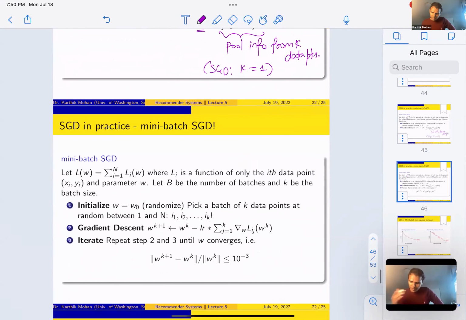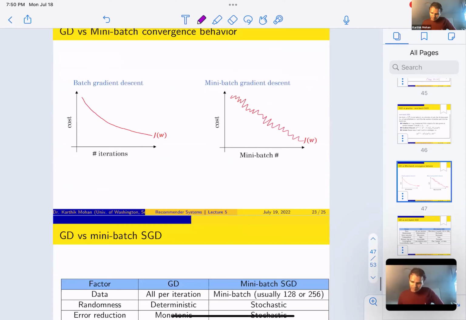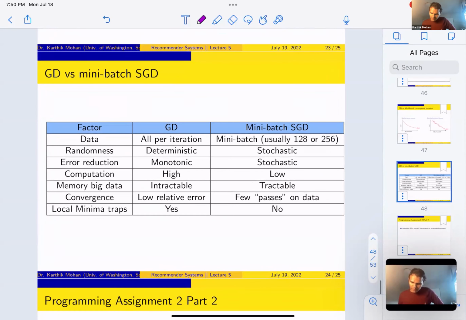And then you repeat step 2 and 3 until you converge, right? So like we saw before, this is batch gradient descent, this is mini batch gradient descent, some squiggliness, but you start to converge, and you have a good trade-off between per iteration complexity and number of iterations. Okay, so this is a nice comparison.